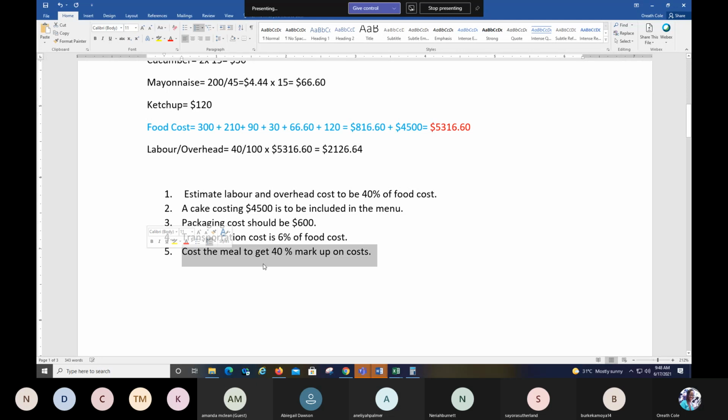The markup is last. Remember, we're going to do the transportation next. If we do the cake costing first, why would the cake costing never come at number one, and then the labor? The questions are not always going to come how you want them to come. The question can be tricky, so you have to read it with understanding.